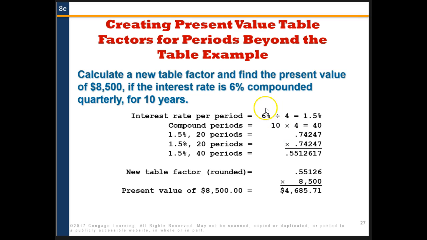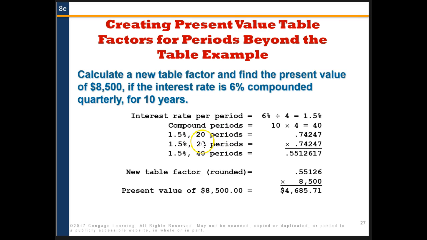We find the interest rate per period. 6% divided by 4 is 1.5%. We've got 10 years times 4, compounded quarterly, 4 times a year, is 40. Then we break this down because we've got 40 periods.